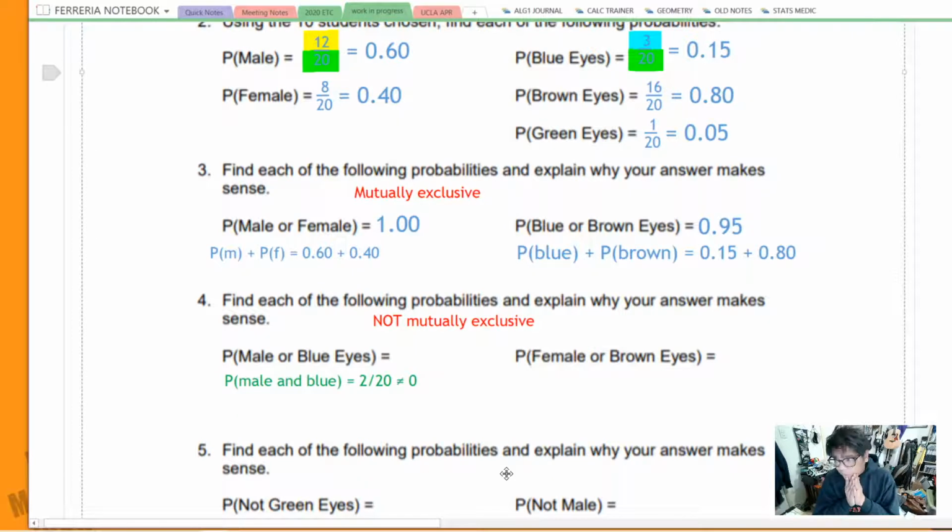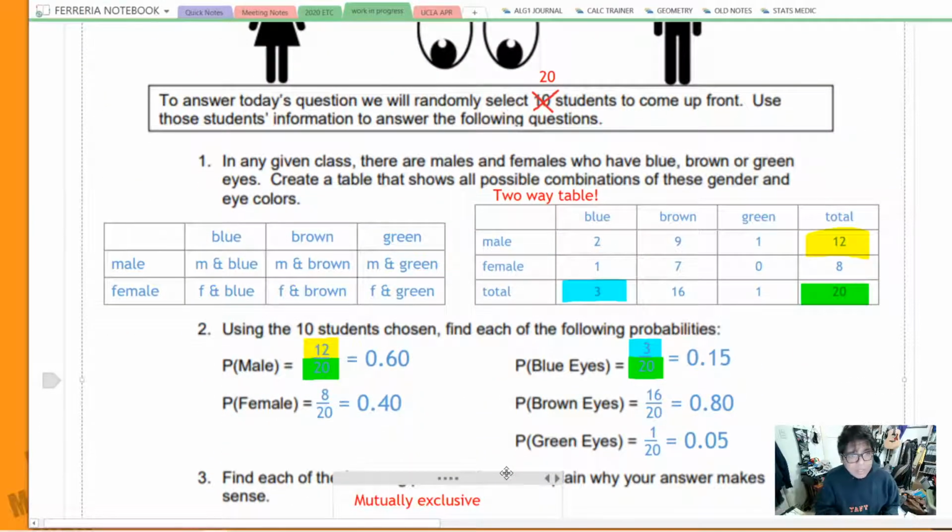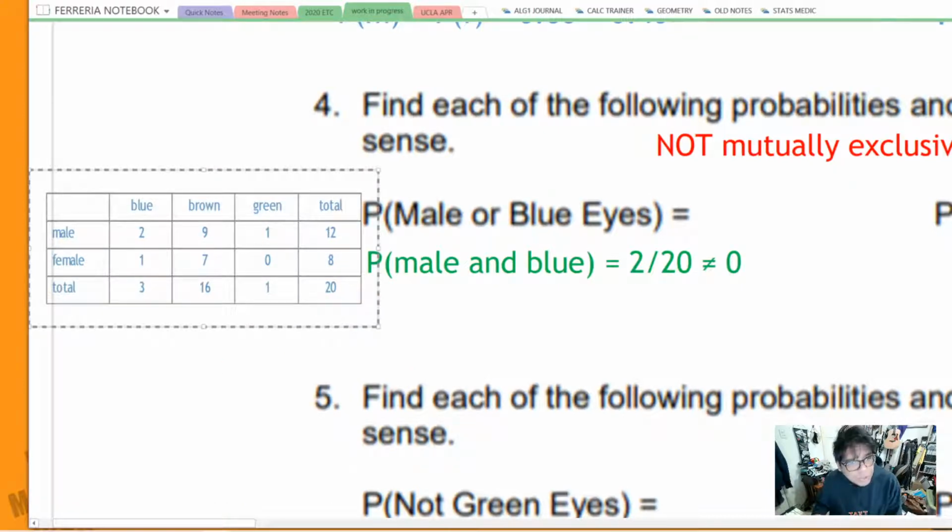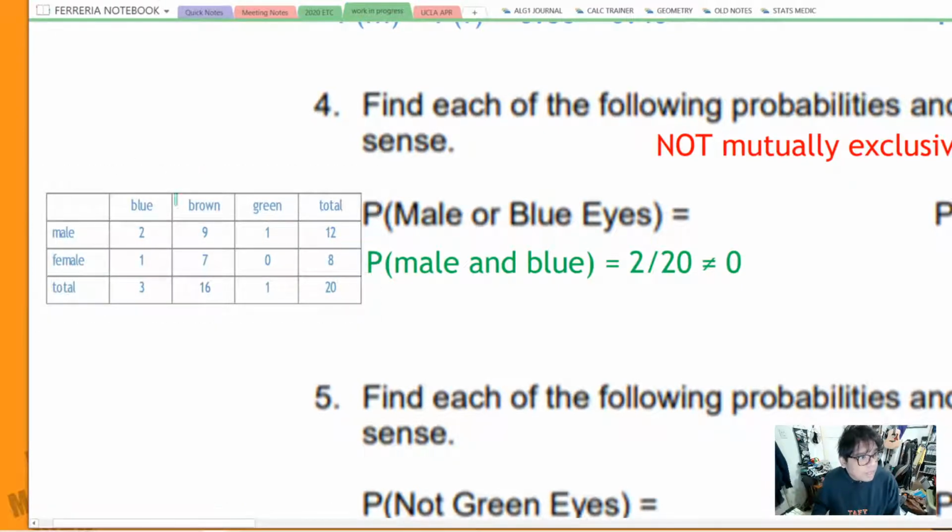So how do we figure out this one? Okay, so to figure out this one, what we're going to do is, let's copy this table over. If I was to do all of the males, that would be 2 plus 9 plus 1. And if I was to add all the people who had blue eyes, that'd be 2, this 2 right here, plus this 1 right here. So hopefully you've noticed that that corner one right over there, the 2, got counted twice.